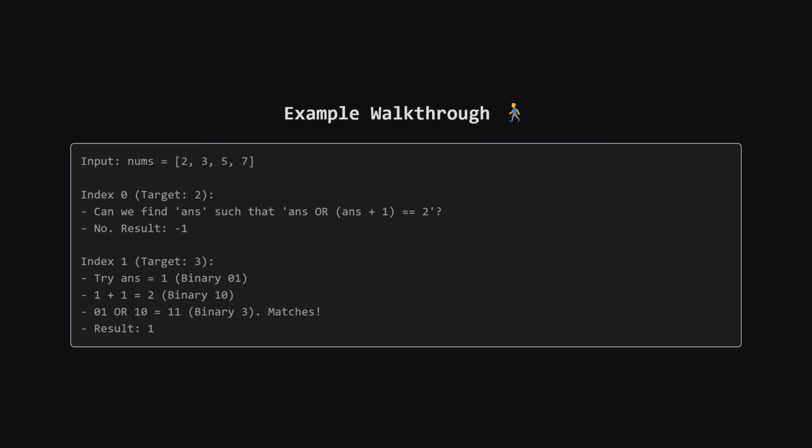Our input list is 2, 3, 5, and 7. First, look at the target number 2. We need to find a number ans that satisfies our condition. It turns out for the number 2, there is no such value, so we put -1. Now look at the target number 3. Let's try the number 1. 1 plus 1 is 2. If we take 1, which is 0, 1 in binary, and OR it with 2, which is 1, 0, we get 1, 1, which is 3. So for the target 3, our answer is 1.